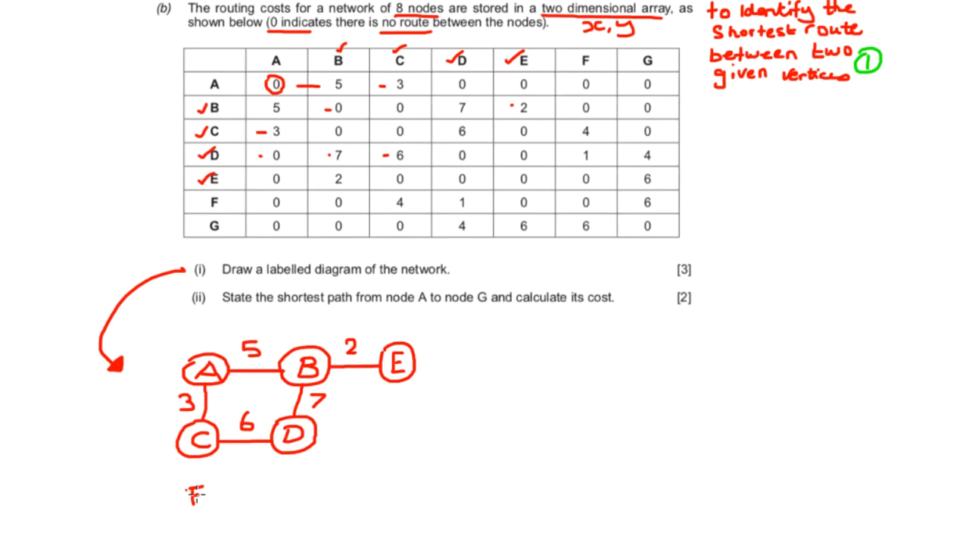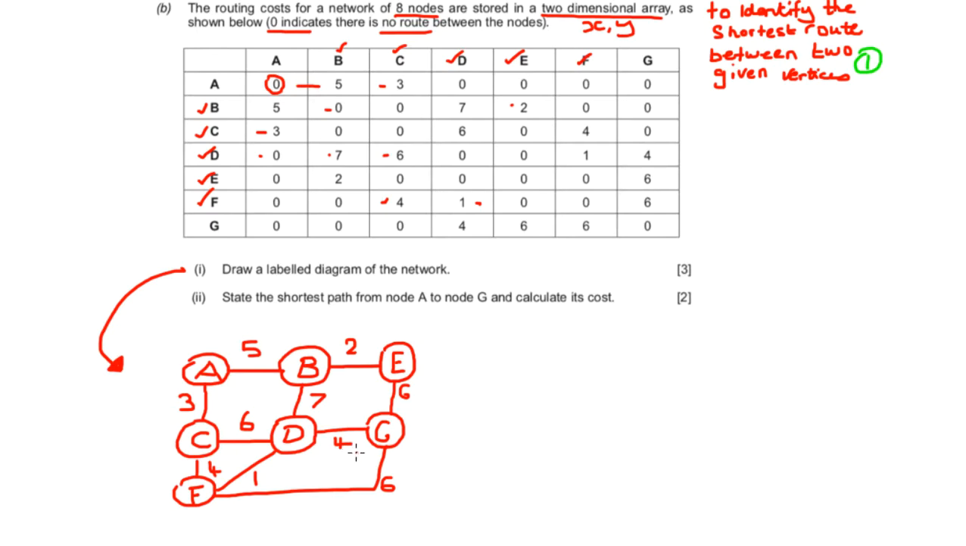Once completed, I'll tick that off and I'll move on to the next node, which is F. F has a related cost with C of 4 and a related cost with D of 1. I can see at the end that it also has a relationship with G of 6, but I haven't quite completed G yet, so I'll come back to that once I've completed G. Writing G down, I can see that it has one connection with D for a cost of 4, one connection with E for a cost of 6, and one connection with F for a cost of 6.